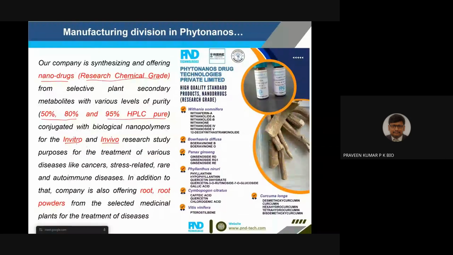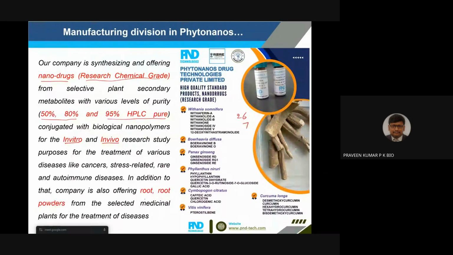That is, in vitro checking in cell lines, in vivo checking with small animals and rodents like rats, mice, hamsters, etc. So whatever research chemical grade nanodrugs we synthesize is around 26 products, 26 secondary metabolites from 7 different plants.